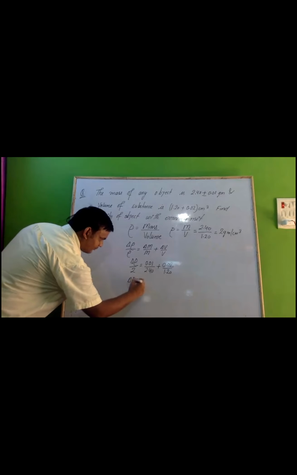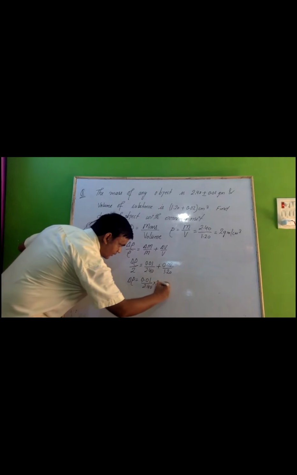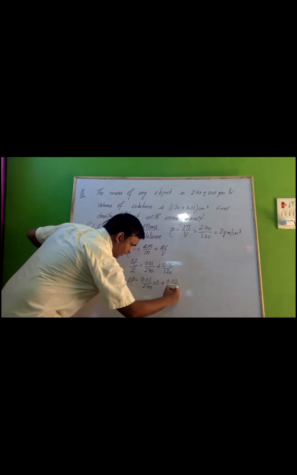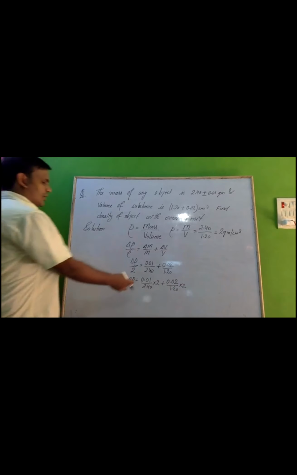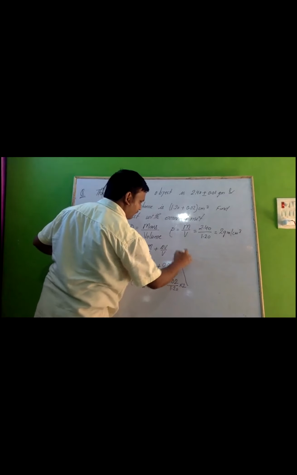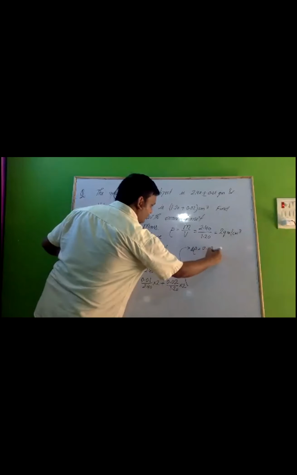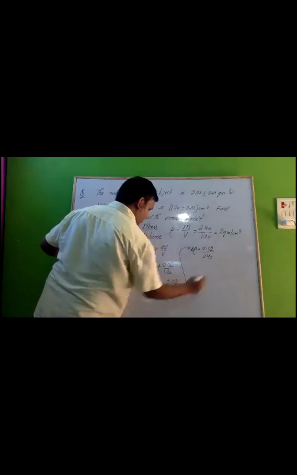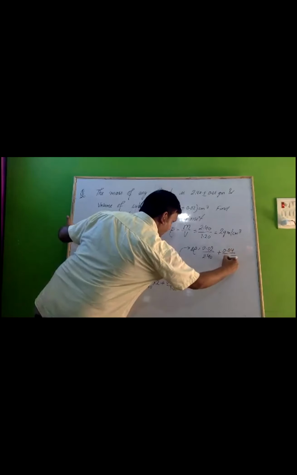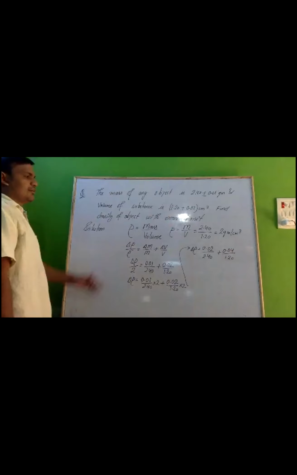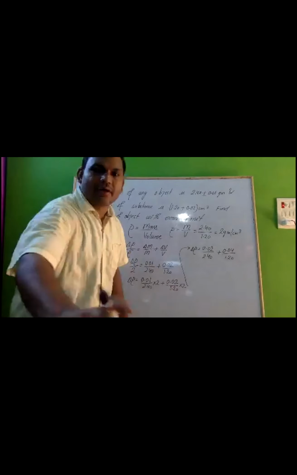Delta rho, 0.01 divided by 2.40 into 2 plus 0.02 by 1.20 into 2. So once you solve it, delta rho will be 0.02 by 2.40 plus 0.04 by 1.20. Once you solve this, 1/24.